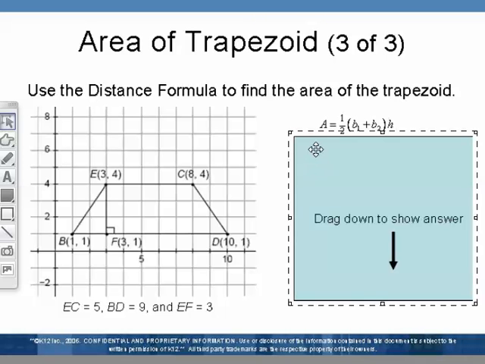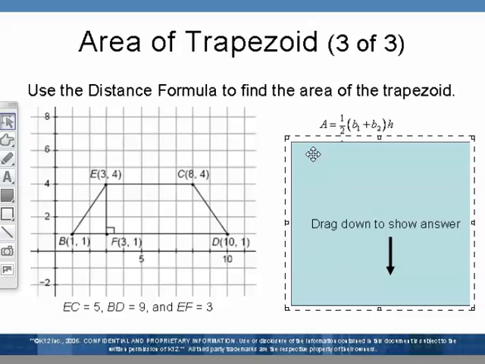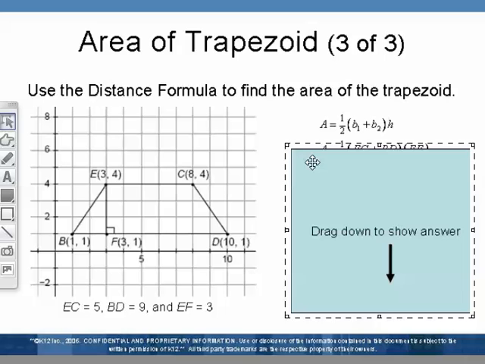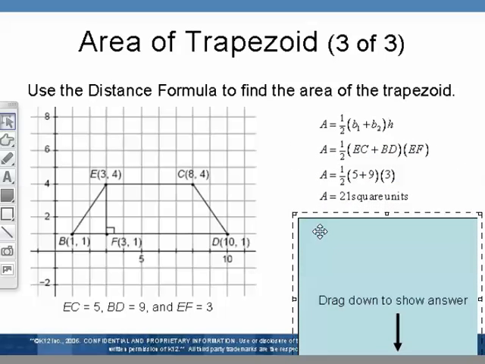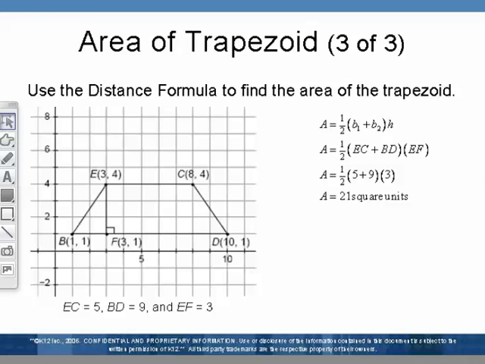We plug it into the formula for area for a trapezoid. And I take 5 plus 9 is 14, divided by 2 is 7. 7 times 3 is 21 square units. Obviously, I did that one much faster just by counting the units than I did by using the distance formula. But you could have a trapezoid that's at an angle, tilted a little bit. It might make a difference for you, and you'd be able to use the distance formula following that example.